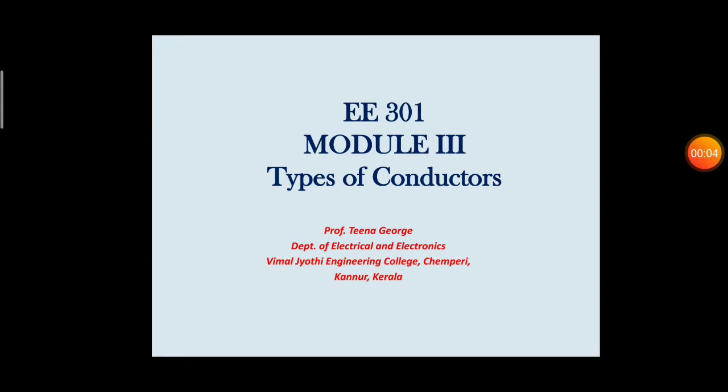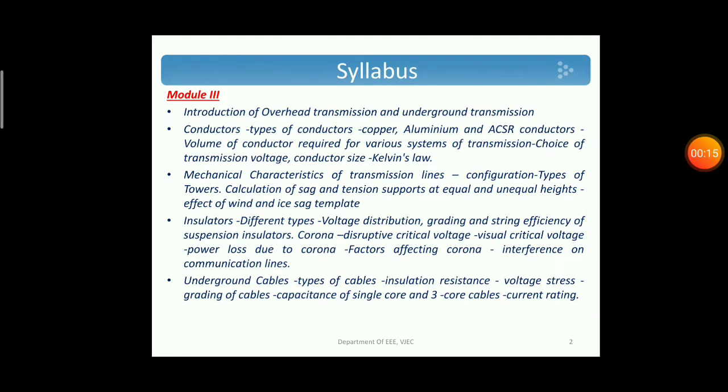Dear students, today we can start Module 3 of EE 301 Power Generation, Transmission and Protection. Module 3 consists of introduction of overhead transmission and underground transmission, types of conductors, mechanical characteristics of transmission line, different types of towers, then calculation of sag and tension supports, and also about insulators and underground cables.